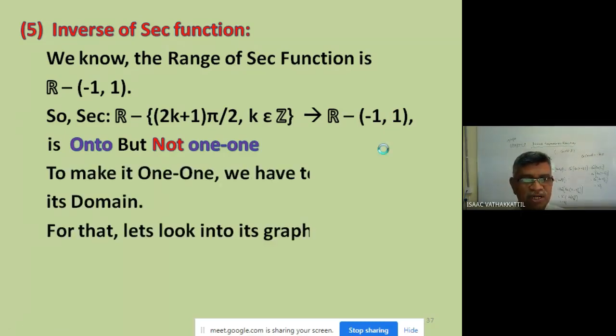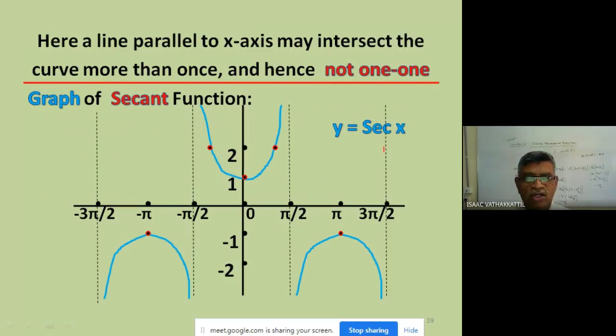Now to make it 1 to 1, we'll have to restrict the domain. For that, let us look into the graph. See, the graph is playing a major role. This is the graph of y equal to sec x, and it is not defined at odd multiples of pi by 2: not defined at minus 3 pi by 2, not defined at minus pi by 2, not defined at pi by 2, not defined at 3 pi by 2, and so on.